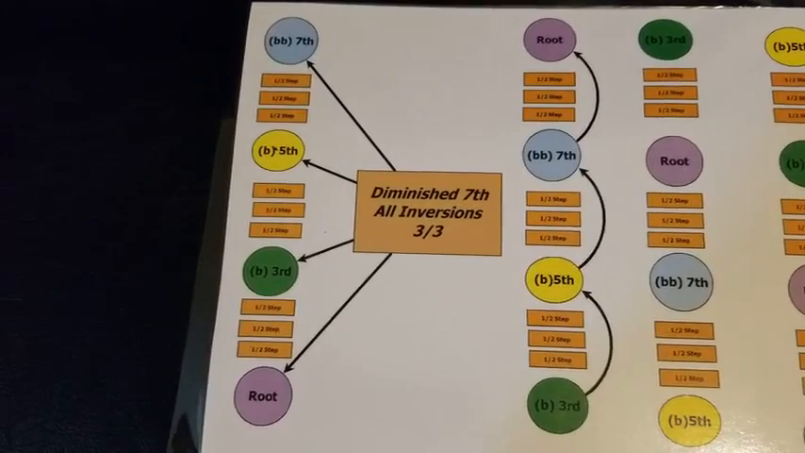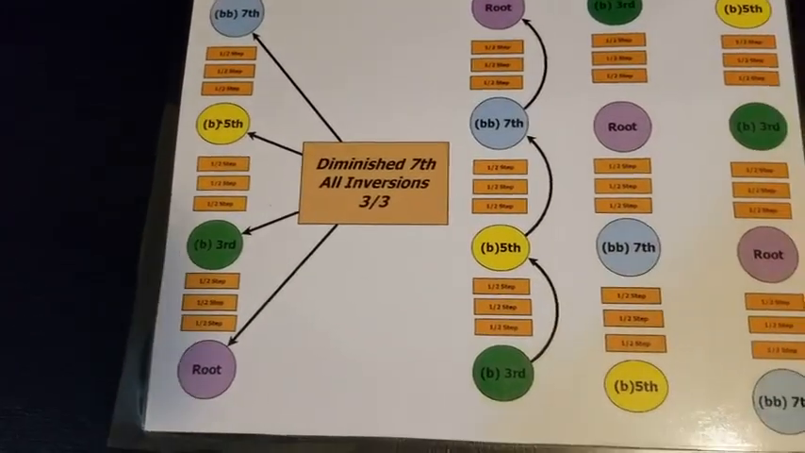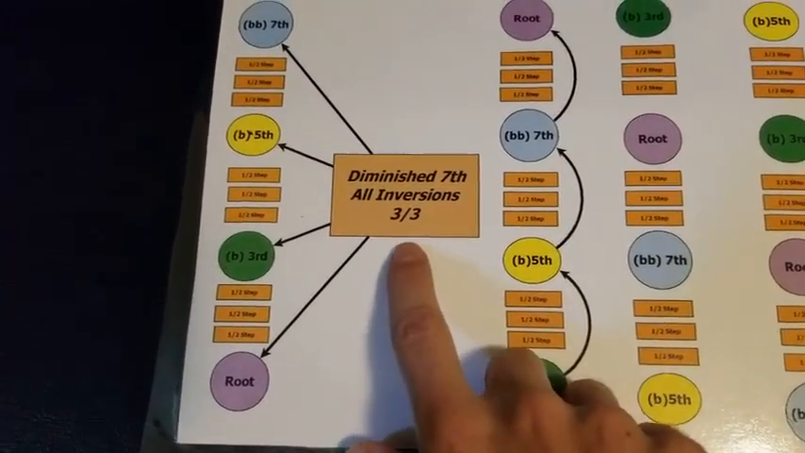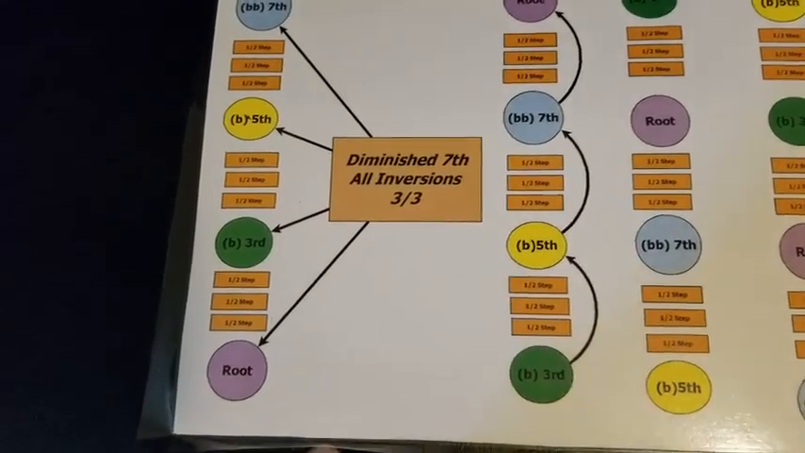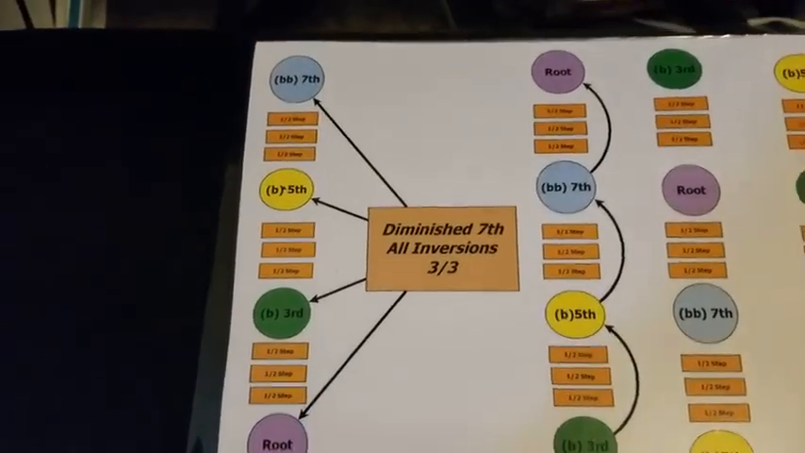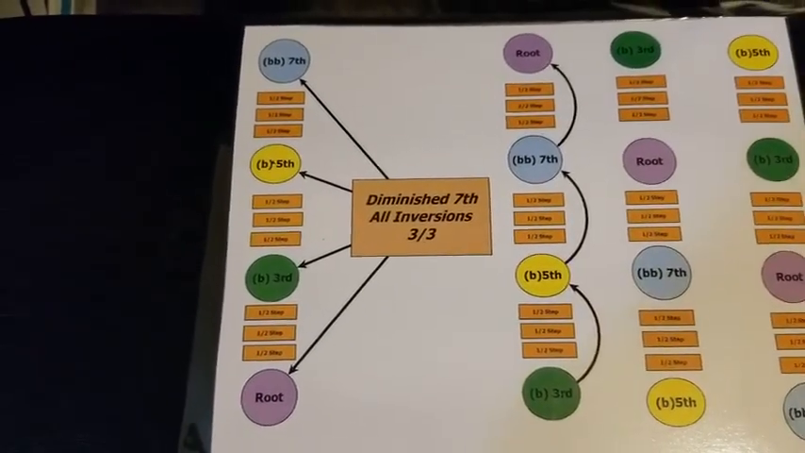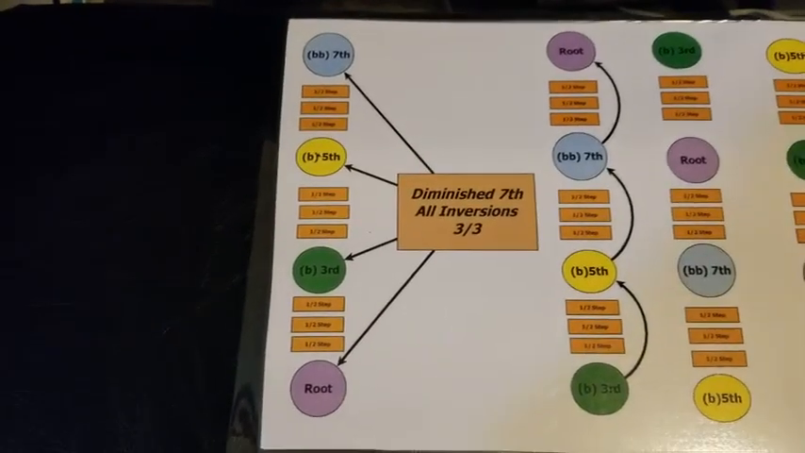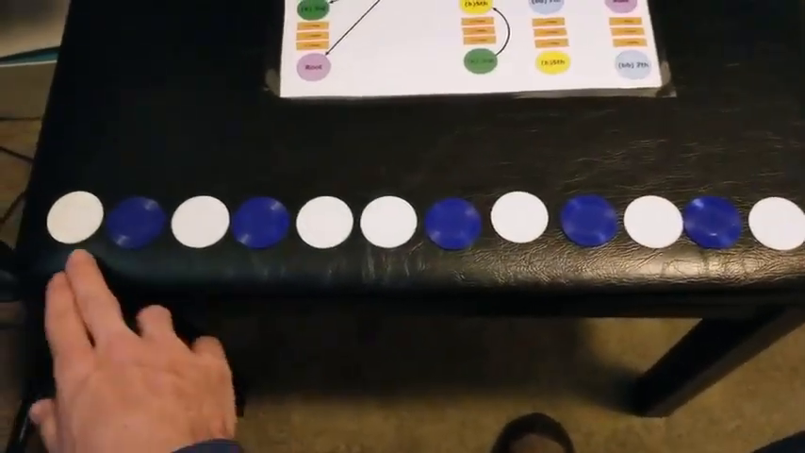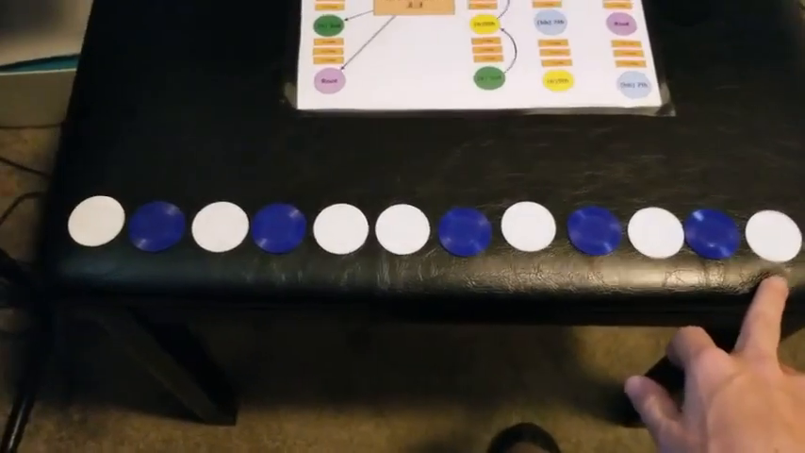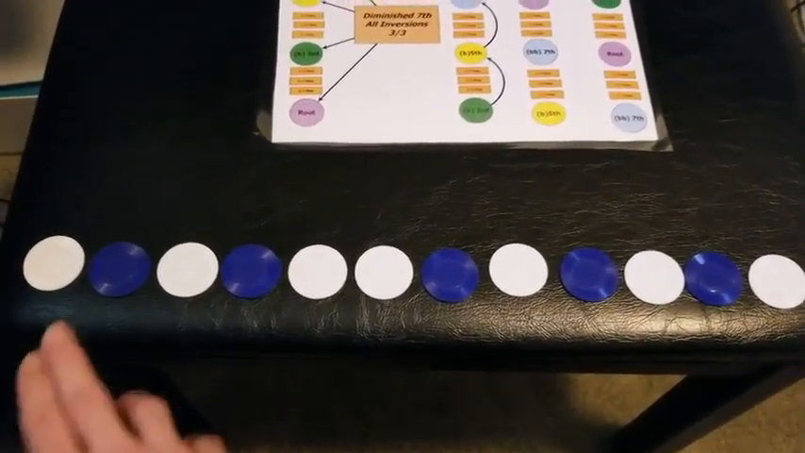The reason for that is that a diminished chord in root position has all minor third intervals. You can see 3 half steps between each note in the chord. We're going to go through this. Here I have a chromatic scale laid out below from C to B, and I'm going to demonstrate that principle starting with the C.